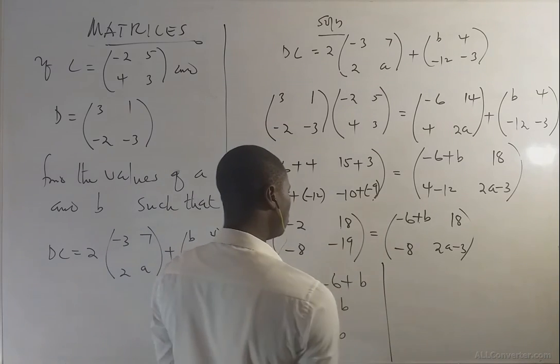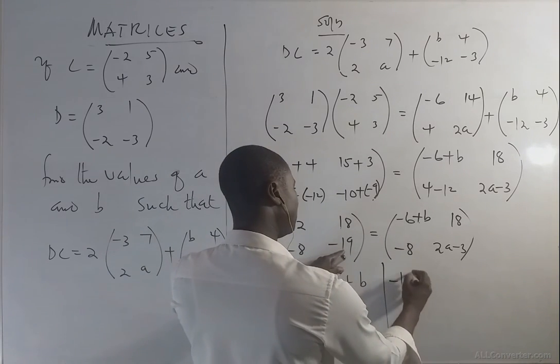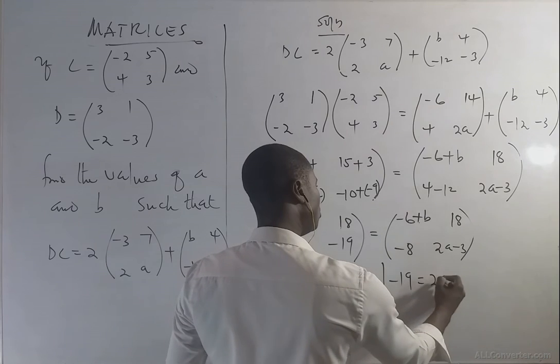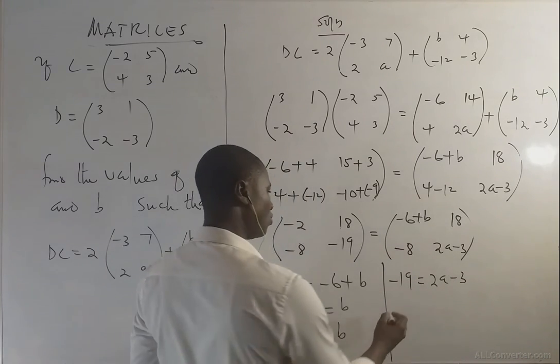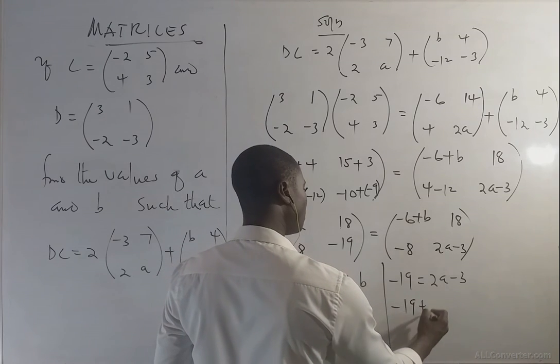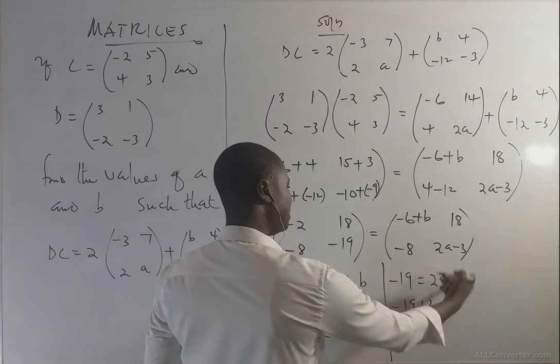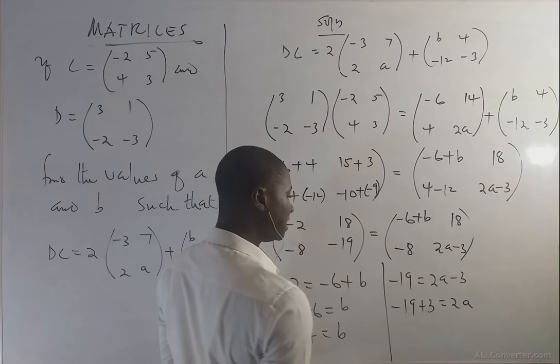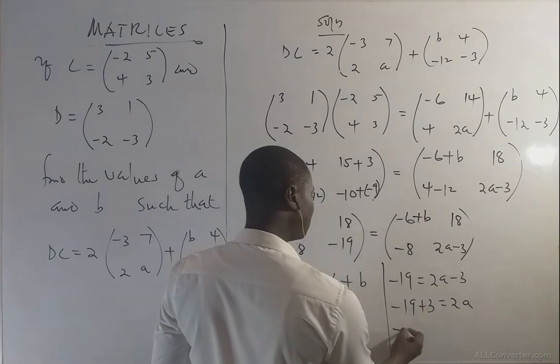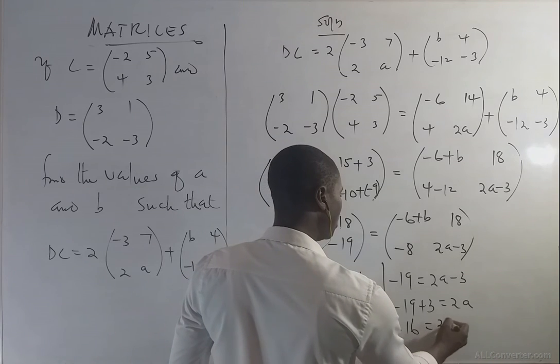Then we can also equate minus 19, that's the fourth element, to 2a minus 3. And let's group the constant also on the left hand side. So we have minus 19, minus 3 becomes plus 3 on the left hand side, and this is equal to 2a. And minus 19 plus 3 is supposed to give us minus 16, and this is equal to 2a.